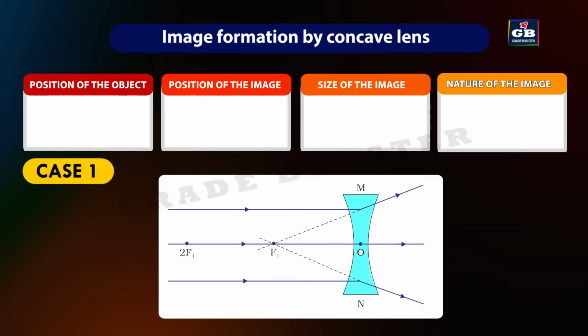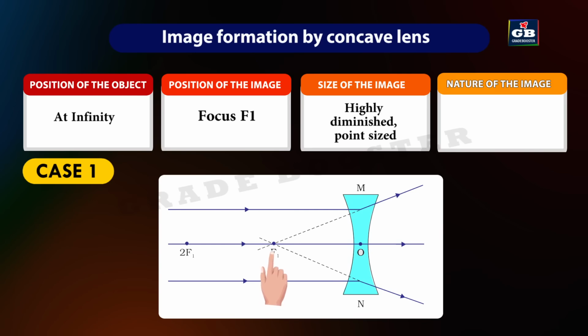Let us now study the nature, position and relative size of the image formed by a concave lens. Case 1. If the position of the object is at infinity, the position of the image will be at the focus f1. The relative size of the image is highly diminished and point-sized. The nature of the image is virtual and erect.